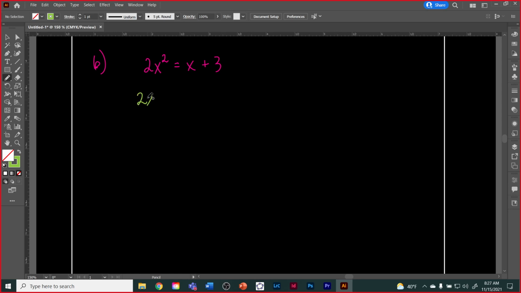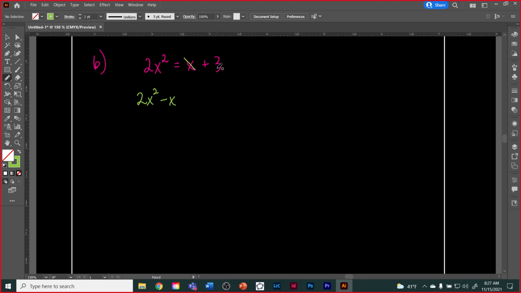So let's do this. Let's keep the 2x squared right there. So what are we going to do with this x? We're going to move it over to the left. So what's that going to do for us? We should be able to do this in our head. How do we get rid of this x on the right-hand side? Subtract an x. Very good. So we subtract an x from both sides. That's going to give us a -x on the left side, correct?